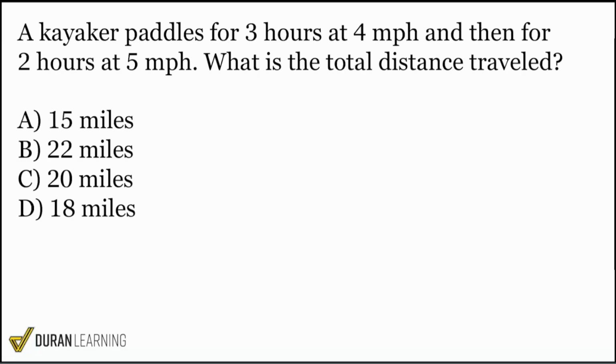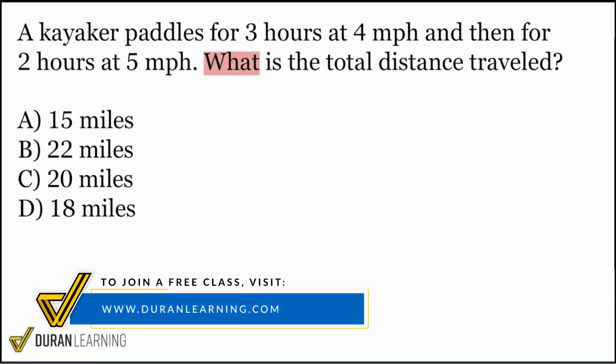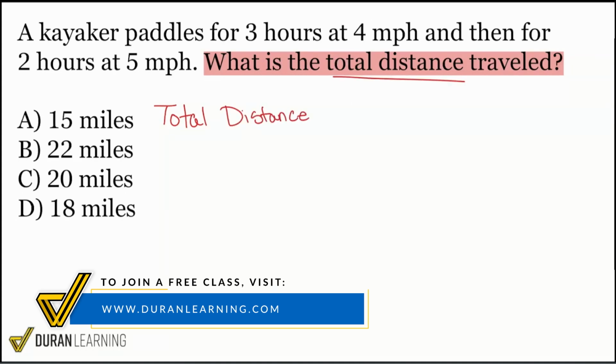So first things first, as always, everybody, we want to know what the goal is. In this particular question, what's the goal? Yep, total distance. What is the total distance traveled? This one would be a relatively quick one because if we're trying to find the total distance, we might have one distance one way and another distance another, and we want to just add them together to get the total distance.